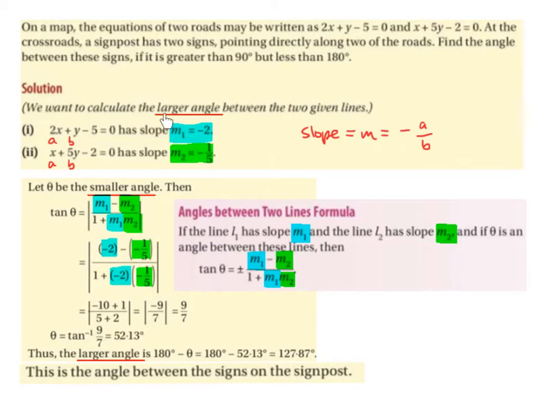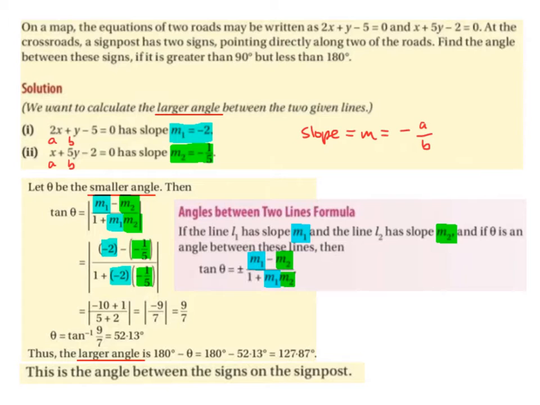So we want to calculate the larger angle between the two given lines. Both of our equations are in the form ax plus by plus c is equal to 0. So we have 2x plus y minus 5 is equal to 0. So the a is 2 and the b is technically 1. We're going to use the formula for the slope, which is m equals minus a over b. So it's going to be minus 2 over 1, which is minus 2. So the slope of m1 is minus 2.